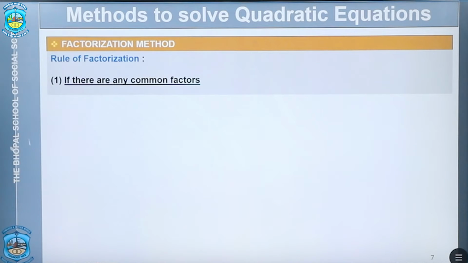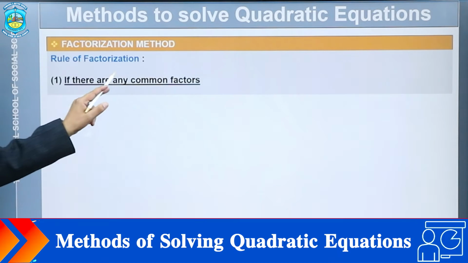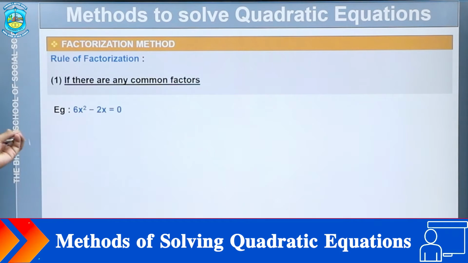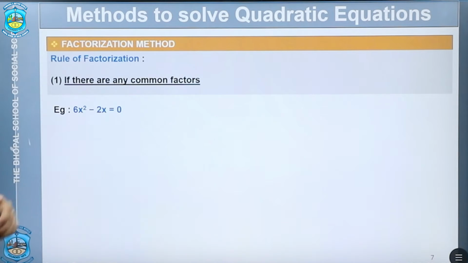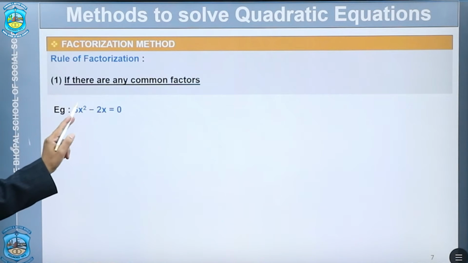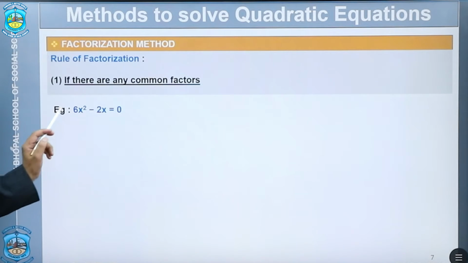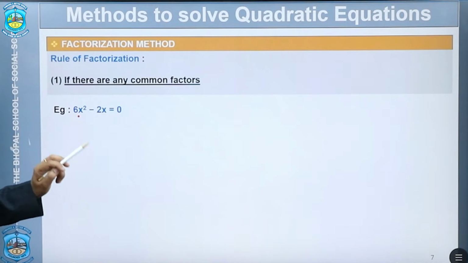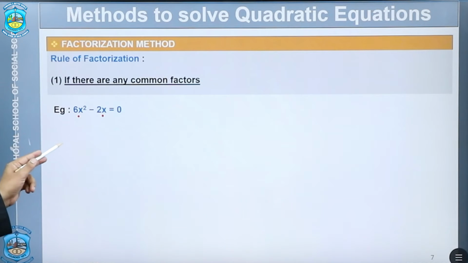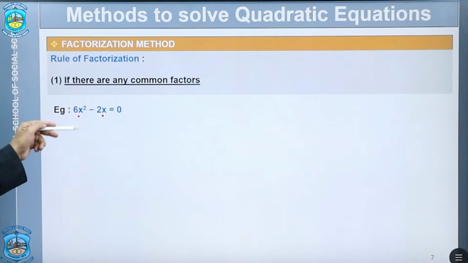Now there are rules to find factorization. The first rule of factorization is that if there are any common factors among the terms used in an equation. For example, we have 6x square minus 2x is equal to 0. Now in this equation, what happens? We have a term of x here, we have x in the second term as well, right? So I can take x as common. Also, this 6 is a multiple of 2, so we can take 2 as common as well.